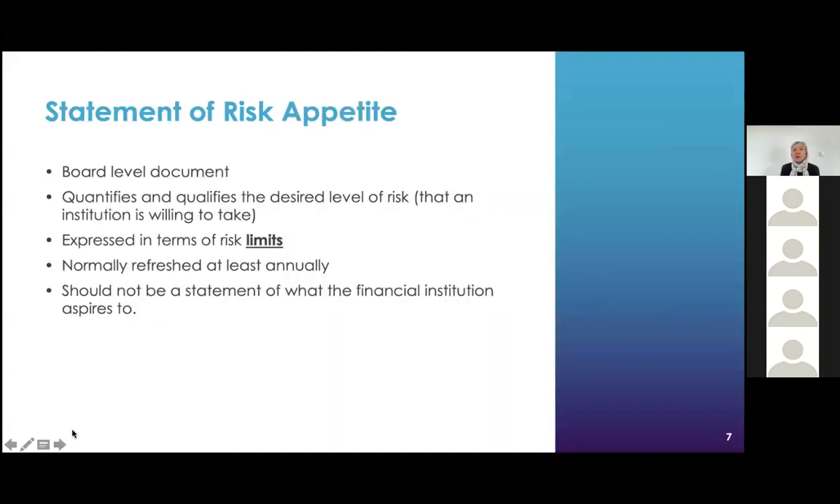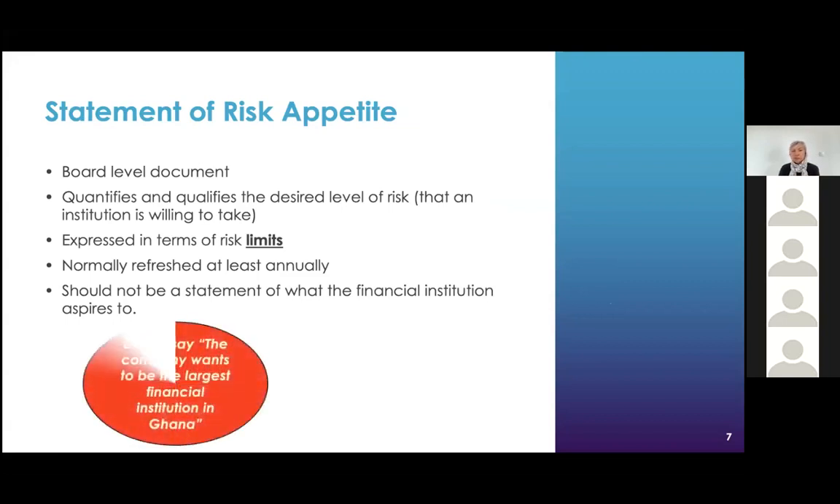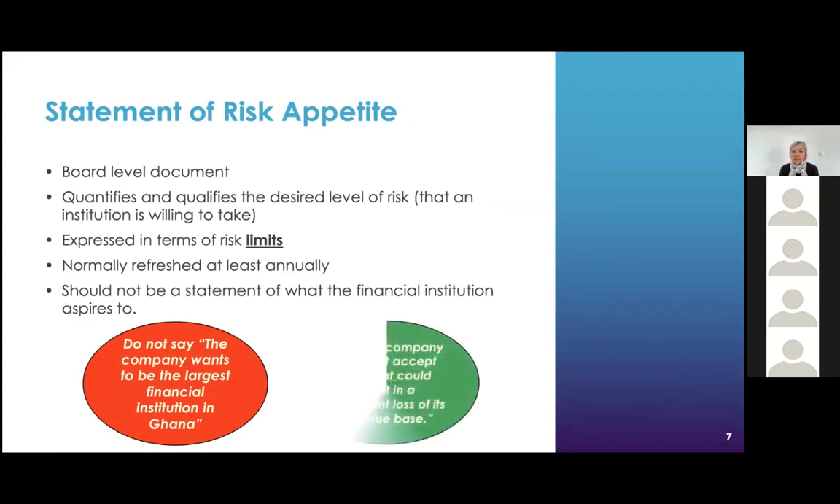So the statement of appetite will be a board level activity. It will quantify and qualify the desired level of risk that an institution wants to take. It's expressed in limits. It's reviewed annually. And it should not be a statement of what the financial institution aspires to. It should not say the company wants to be the largest financial institution in Ghana. No, that is not what a risk appetite is. What a risk appetite would say is the company does not accept risks that could result in a significant loss of its revenue base. So it's saying it doesn't want to take any risk on maybe new risky products, or maybe go to a new geographical area that could result in a significant loss.